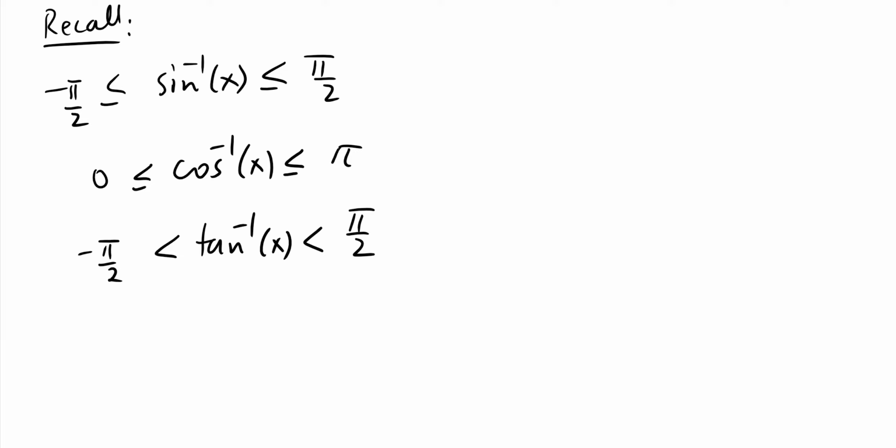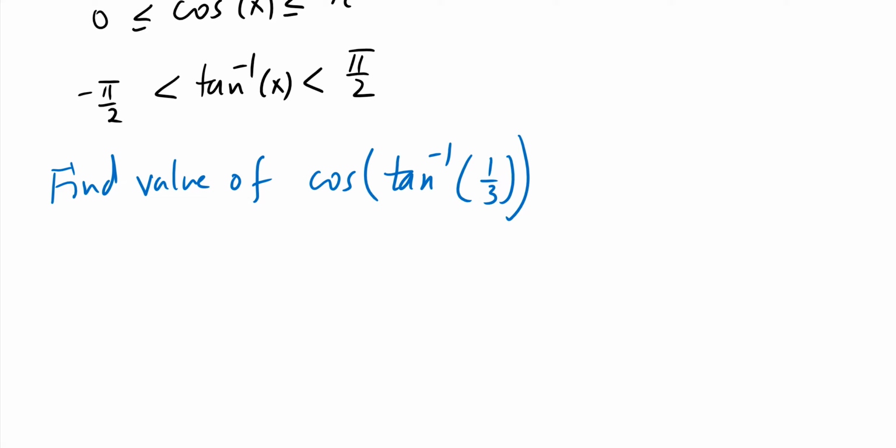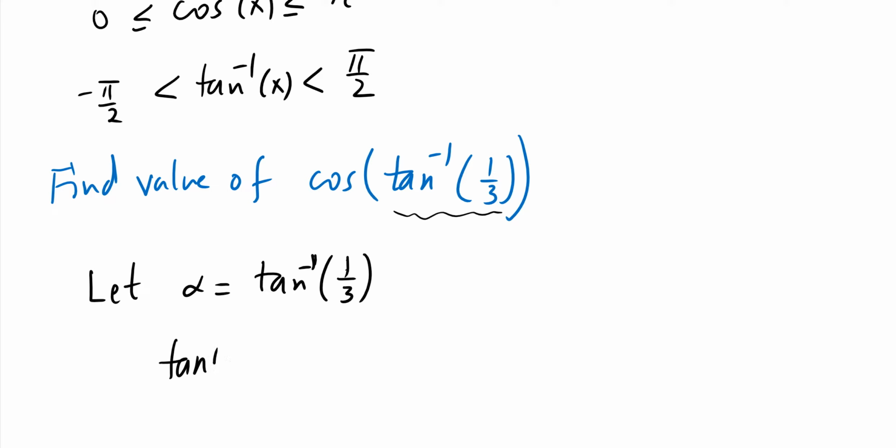I'll start with an example because it's a continuation from the previous section. Let's say we're asked to find the value of cosine of tangent inverse of 1/3 without using a calculator. So how do we start with this one? We always take the quantity inside the parentheses to equal any letter you like, A, alpha, beta, whatever you like. So let alpha equal tan inverse of 1/3. By definition, this means tan alpha is 1/3.